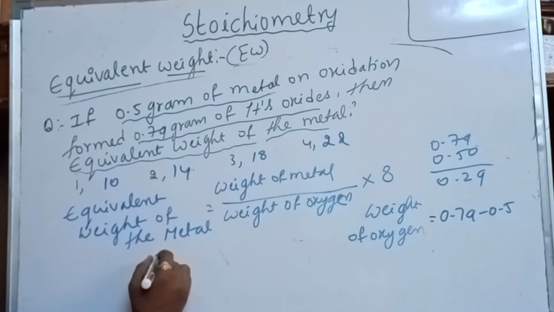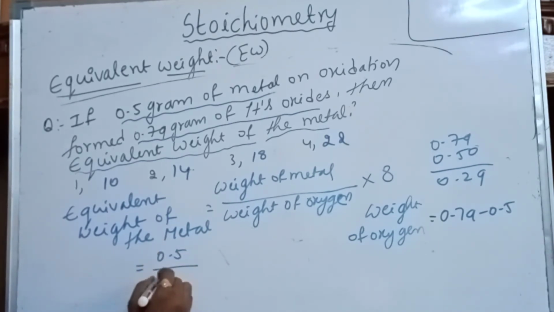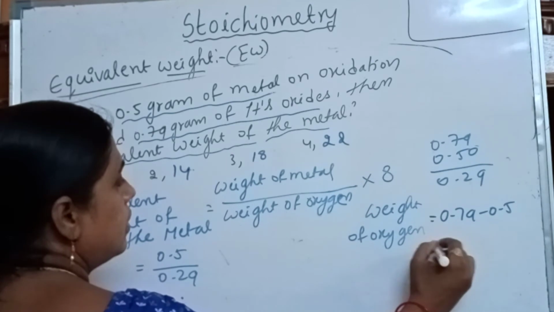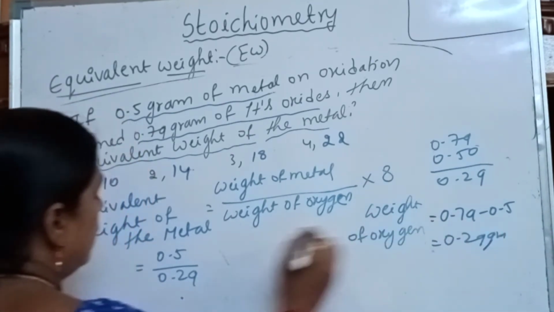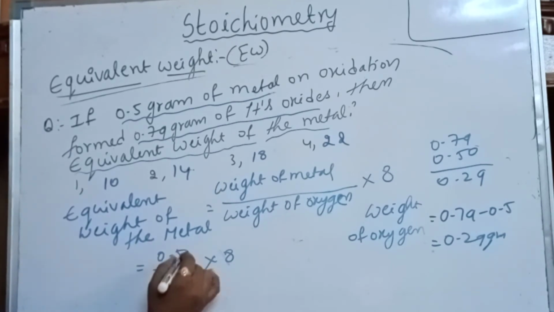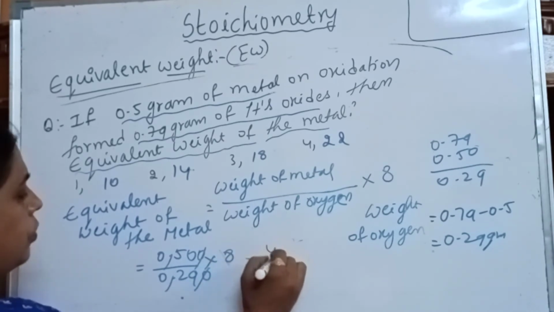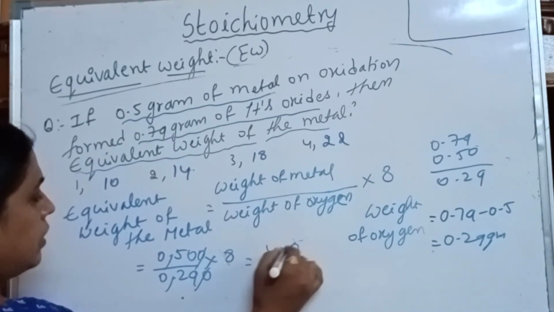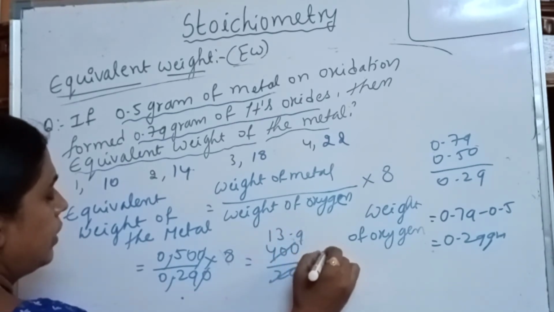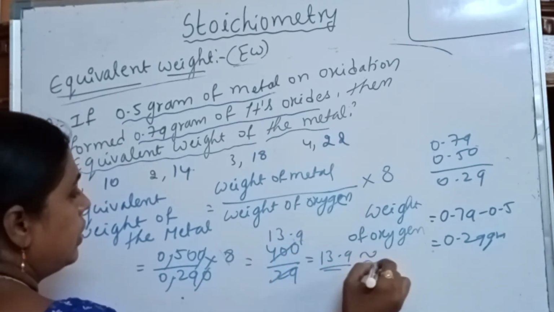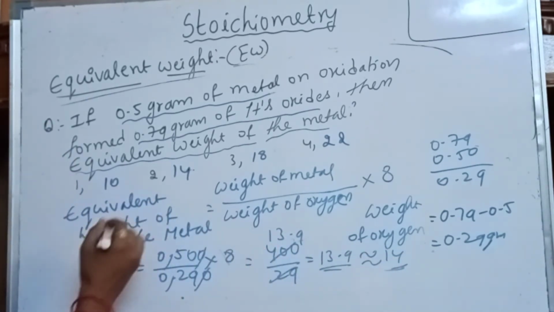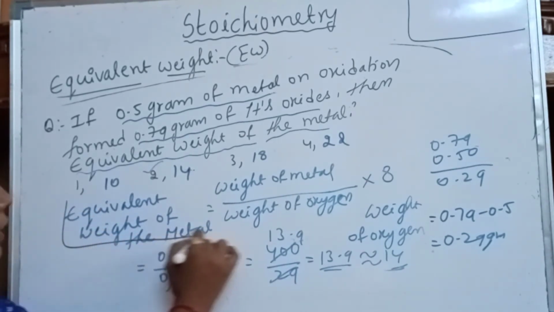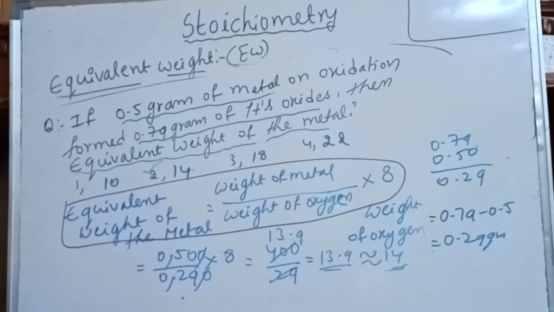Weight of metal is 0.5 by weight of oxygen 0.29 grams, into 8. The zeros cancel, so 400 by 29. So after calculation you will get 13.9, which is nearly 14. Which one is the correct option? This one. So by using this formula we calculate the equivalent weight of given substances.